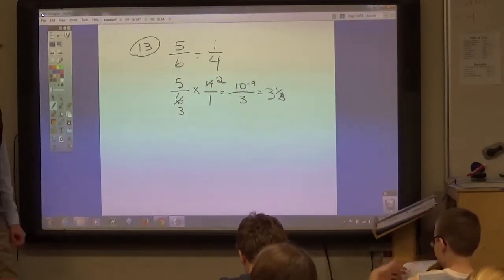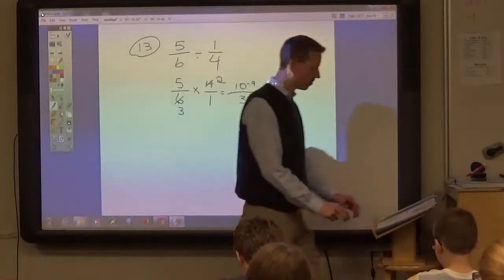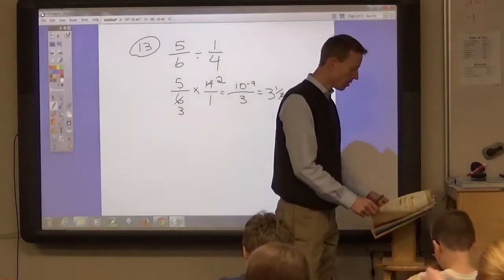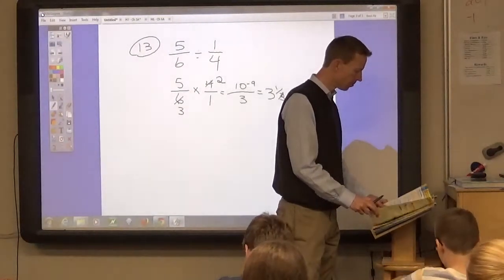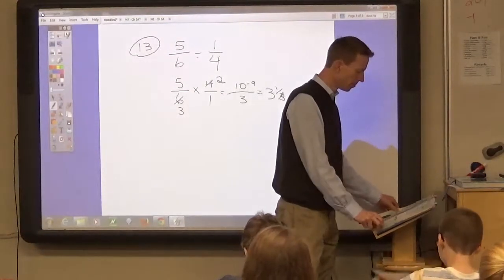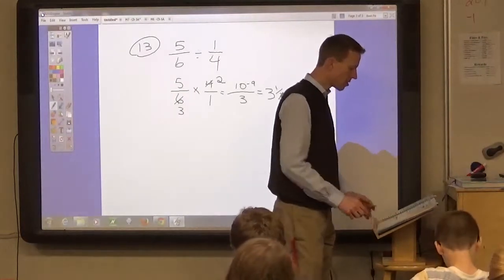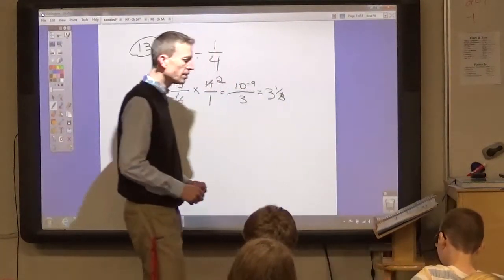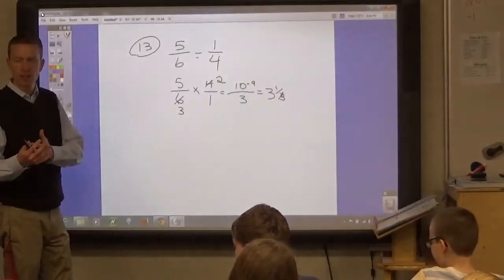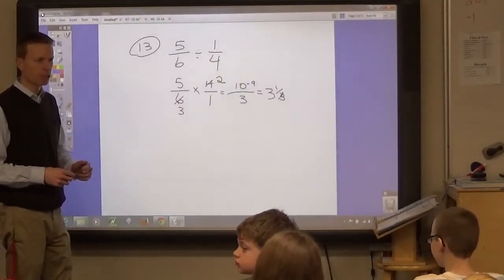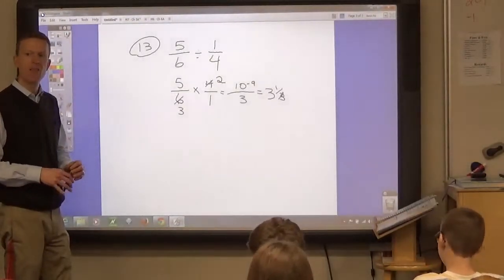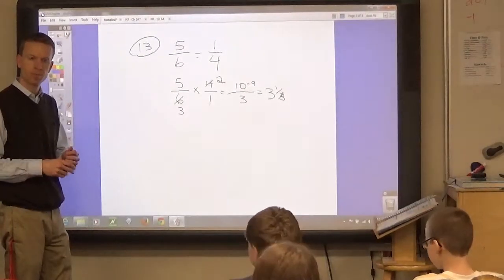Questions? What about mixed numbers? Let's go to the next lesson. The procedure is the same, but we just have to change the mixed number to a top-heavy fraction first, and then flip it and multiply.